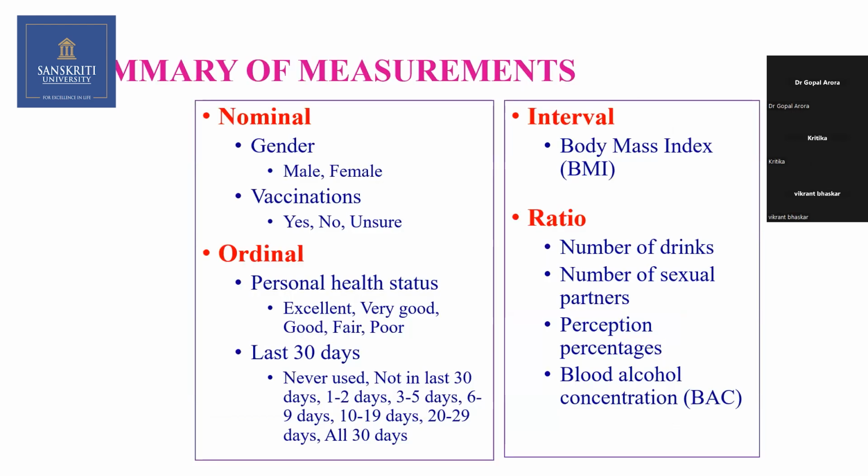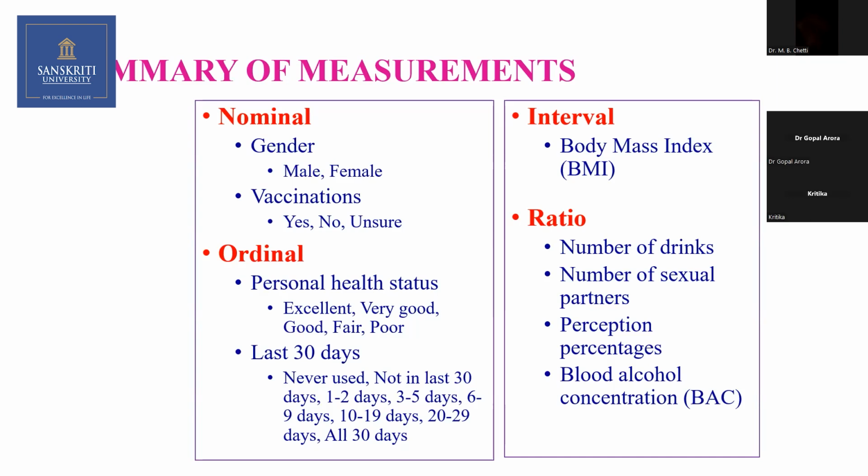Now I have given in a summary the examples you can think of under nominal. It is gender, male or female, or vaccination, whether you are vaccinated, not, or not sure whether you are vaccinated or not. And the ordinal is excellent, very good, good, fair, or poor. Then for the last 30 days, whether you have used, never used, not in the last 30 days, 1 to 2 days, like this in the order. Then the interval is body mass index. You know that obese, then the normal, and what do you call the third one? It is very weak, like that. And the ratio: number of drinks, number of sexual partners, perception, blood alcohol concentration, and things like that.